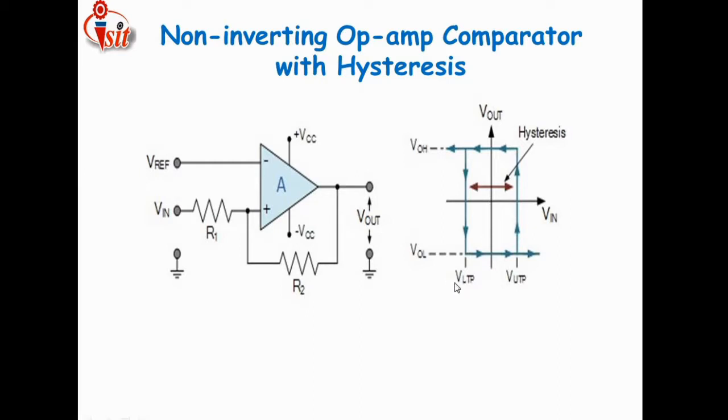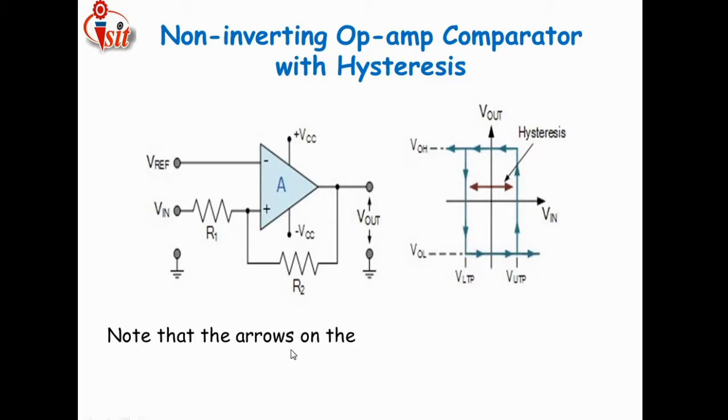Minus beta into VCC. The only change is that instead of applying the input voltage to the negative terminal, it is applied to the positive terminal. For that purpose, the name is changed to non-inverting instead of inverting. That much is the only change.